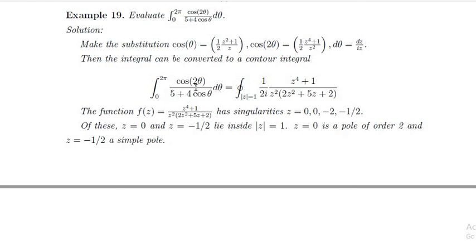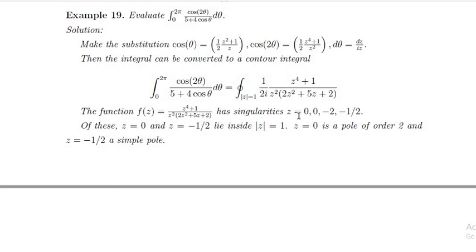Integral 0 to 2 pi cos 2 theta divided by 5 plus 4 cos theta d theta is equal to the contour integral over the unit circle mod z equal to 1, z raised to 4 plus 1 by 2i into z square into 2z square plus 5z plus 2 dz. Then you can take this 1 by 2 outside this integral. Let the function be z raised to 4 plus 1 by z square into 2z square plus 5z plus 2. Now we can find the singularities.